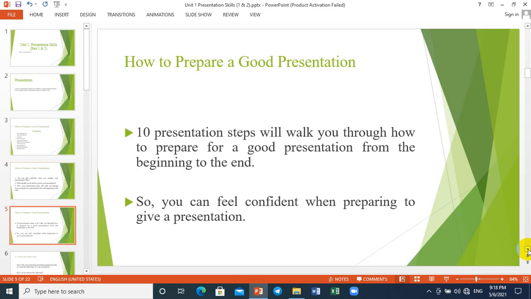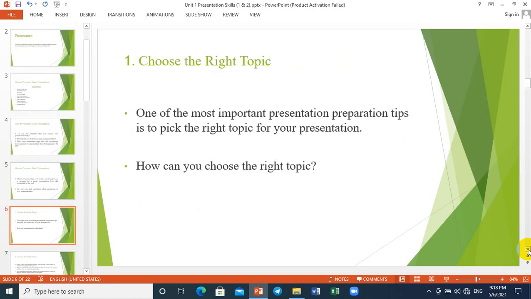Actually, there are 10 presentation steps. These 10 presentation steps will walk you through how to prepare for a good presentation from the beginning to the end of our presentation. So you can feel confident when you prepare to give a presentation. So the first step is to choose the right topic. One of the more important presentation preparation tips is to pick the right topic for your presentation.